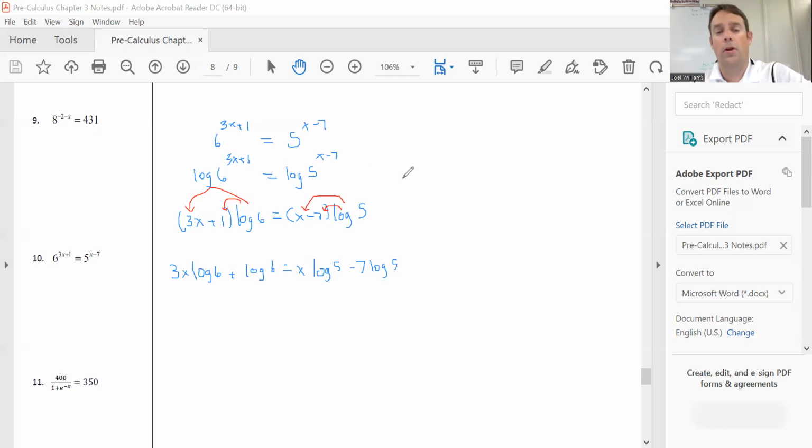So now I got x's on both sides. So I'm going to go ahead and get my x's to be on the same side. So since I have my x log 5 here, I'm going to move it to the other side. And just to make sure we're clear on what sides are which, I don't want to get confusing here. And then I'm going to go ahead and subtract the log 6 from both sides.